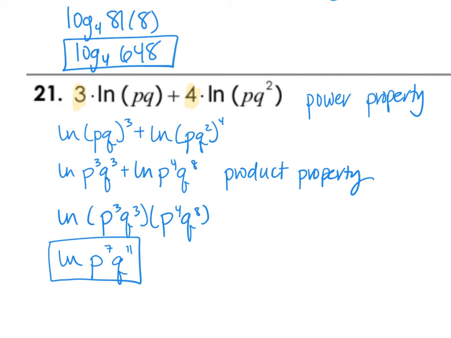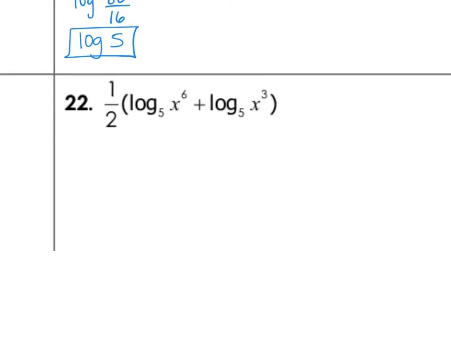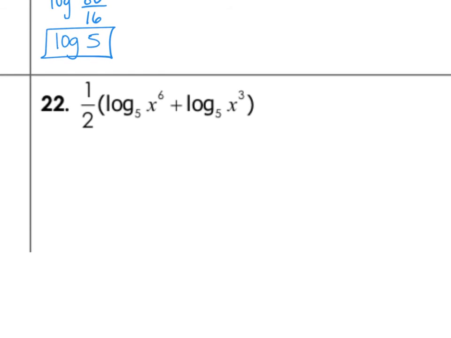And then we'll take a look at number 22. So for number 22, I see that I have this 1/2 out front. Now, I can't use the power property on this 1/2 because it's not attached to the logarithm yet. I have to distribute it. So I use my basic algebraic distributive property first.